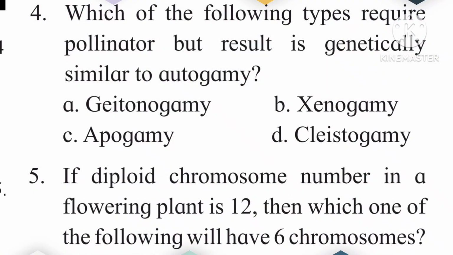Fourth, which of the following types require pollinator but result is genetically similar to autogamy? A, geitonogamy; B, xenogamy; C, apogamy; and D, cleistogamy. Here correct option is.